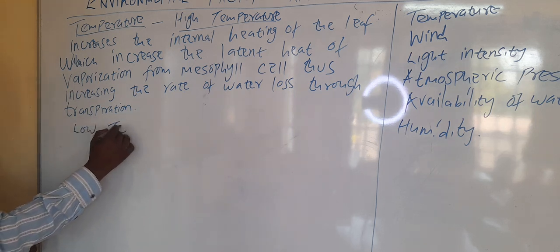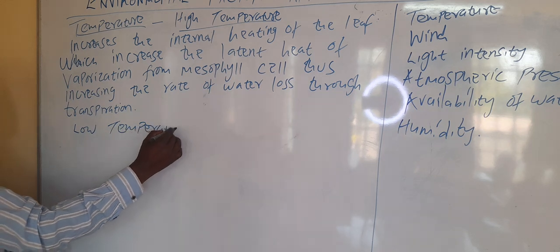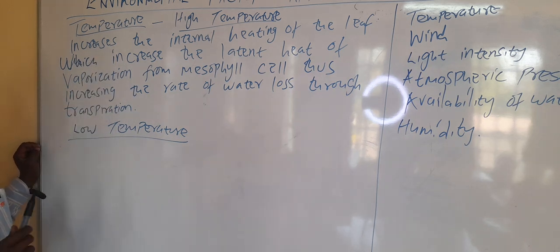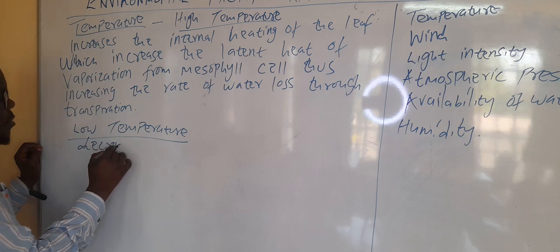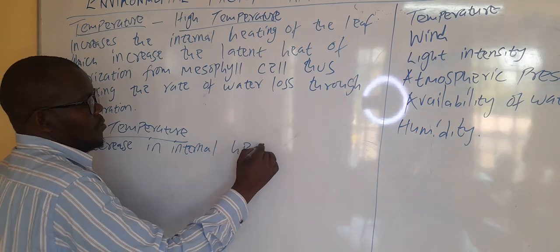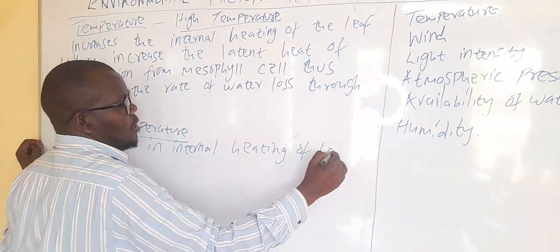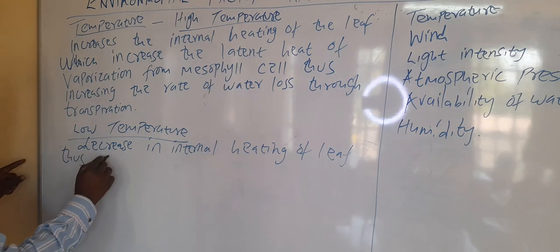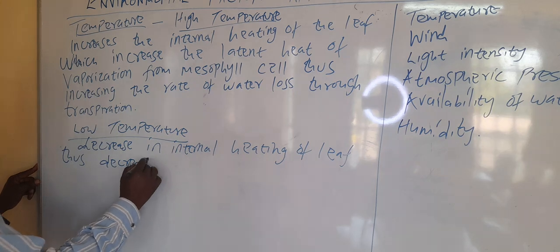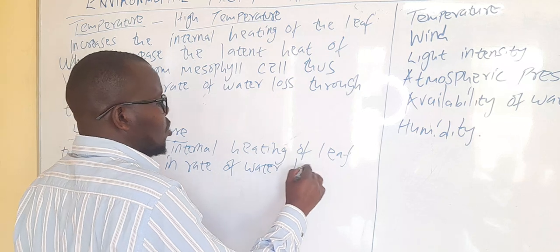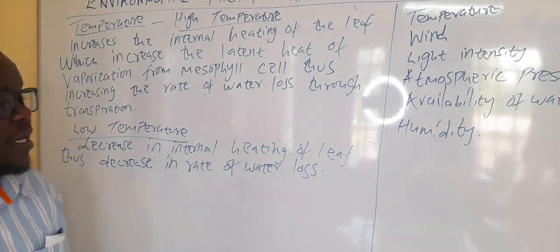When you speak about low temperature, it is vice versa. It's the vice versa of this one, because a decrease in the temperature leads to a decrease in the internal heating of the leaf. So we are speaking about what? Decrease. Decrease in the internal heating of the leaf, thus decreasing what? Rate of water loss. Decreasing rate of water loss from the spongy mesophyll to the atmosphere.